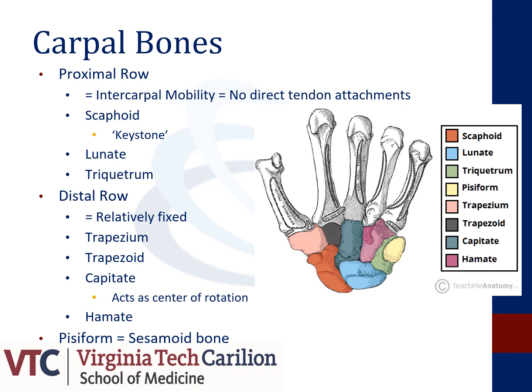Looking at the carpal bones specifically, they are arranged in a proximal row, which is comprised of the scaphoid, lunate, triquetrum, and the distal row, which is the trapezium, trapezoid, capitate, hamate, and then the pisiform is a sesamoid bone.